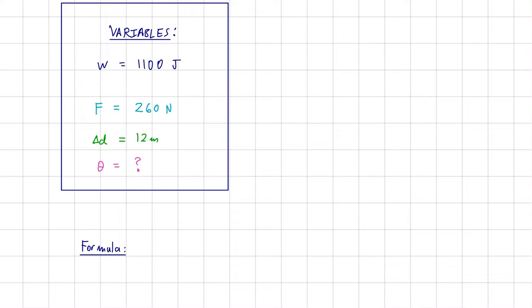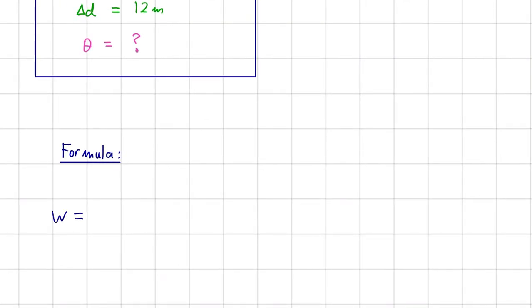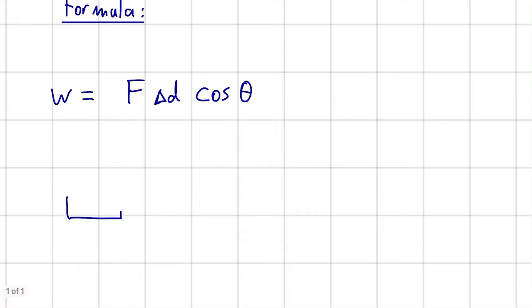We actually have a formula that uses these four variables, and it's an important one to know. That's what I'm going to write out here: the work is equal to the force times the distance that force is applied across, or the distance that the object moves, times cos theta.